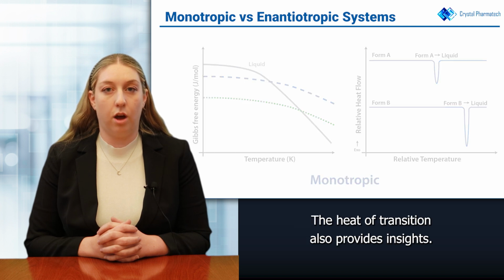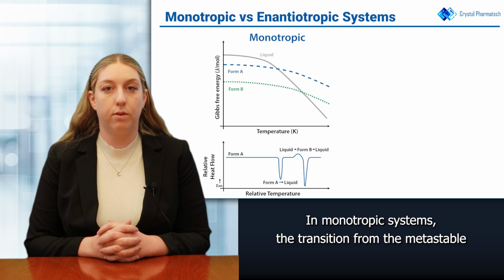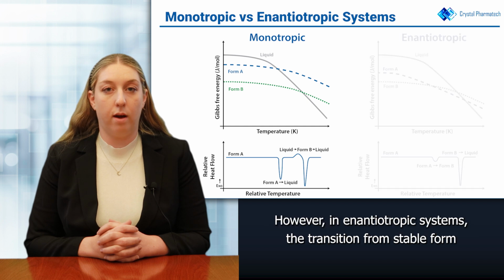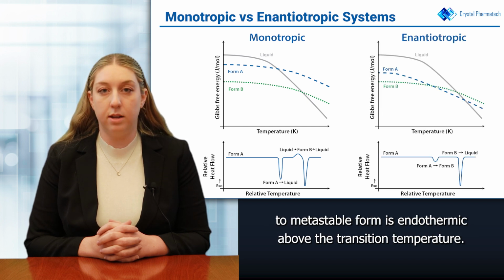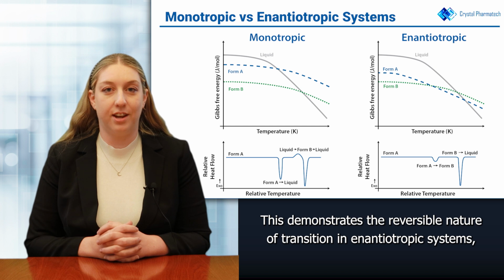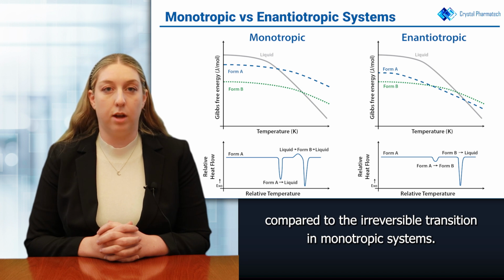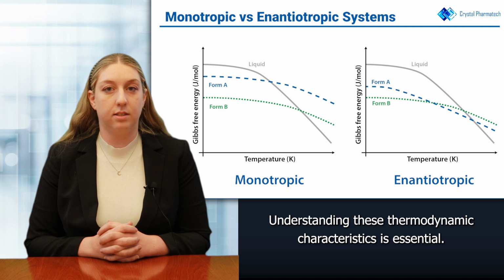The heat of transition also provides insights. In monotropic systems, the transition from the metastable form to the stable form is exothermic. However, in enantiotropic systems, the transition from stable form to metastable form is endothermic above the transition temperature. This demonstrates the reversible nature of transitions in enantiotropic systems compared to the irreversible transition in monotropic systems. Understanding these thermodynamic characteristics is essential.